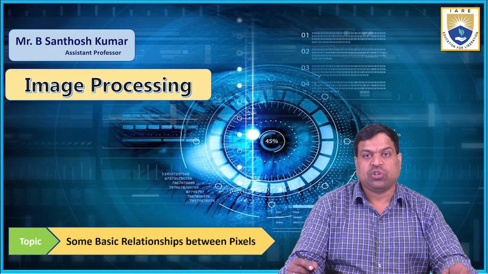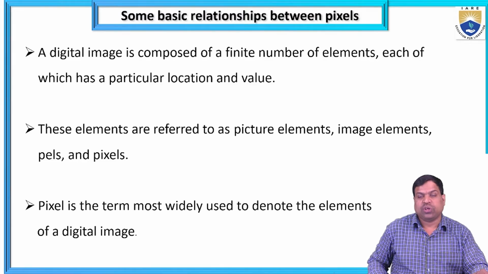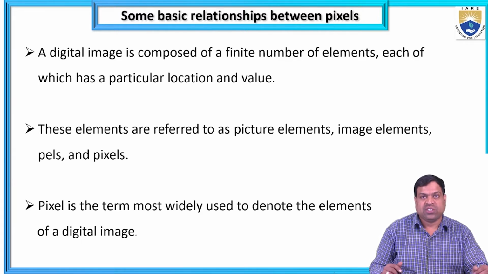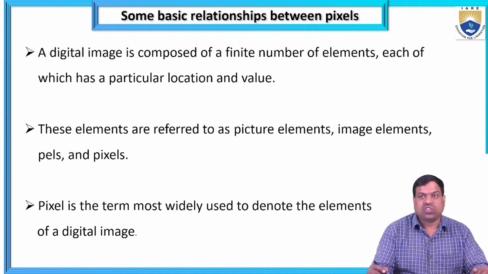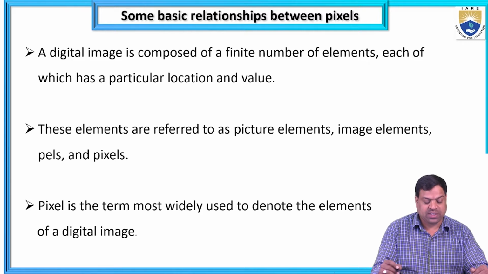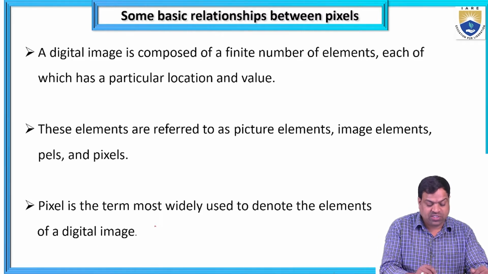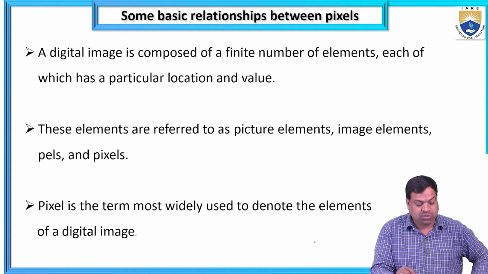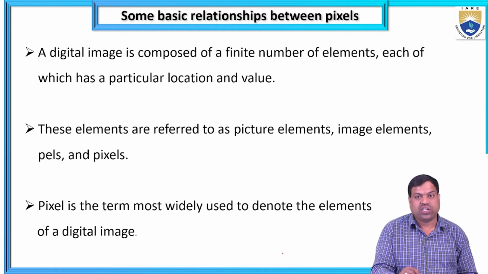Today I am discussing the topic, some basic relationships between pixels. Before going to this topic, we will discuss what a pixel is, what a pel is, and the relationships between the elements. A digital image is composed of a finite number of elements, each of which has a particular location and value. These elements are referred to as picture elements, image elements, pels, and pixels. Pixel is the term most widely used to denote the elements of a digital image.